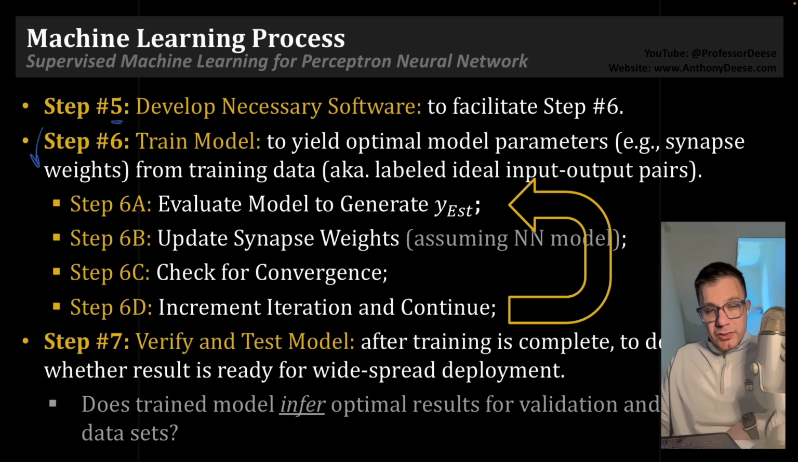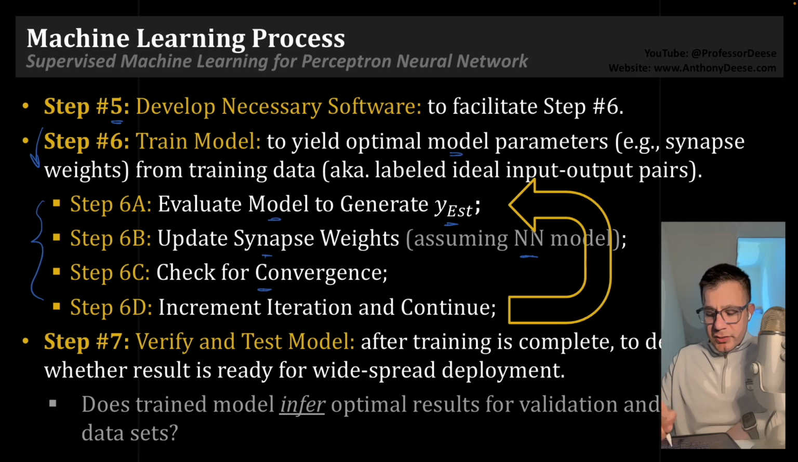So step number 6 is to train the model to yield optimal model parameters, which in the case of a neural network would be those synapse weights, from training data. And I've broken this down into 4 sub-steps. So the first step, 6a, is to evaluate the model to generate an estimated output y sub est. We then want to update the synapse weights, assuming that this is a neural network model. You can substitute parameters if it's not a neural network. Check for convergence. Again, we'll discuss that more later, but convergence essentially is a characteristic that tells us that our training is done.